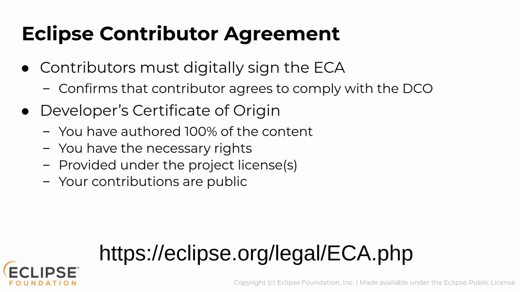The purpose of the Eclipse Contributor Agreement, the ECA, is to provide a written record that contributors have agreed to provide their contributions of code and documentation under the licenses used by the Eclipse projects they are contributing to. It also makes clear that contributors are promising that what they are contributing to Eclipse is code that they wrote and that they have the necessary rights to contribute it to Eclipse projects.